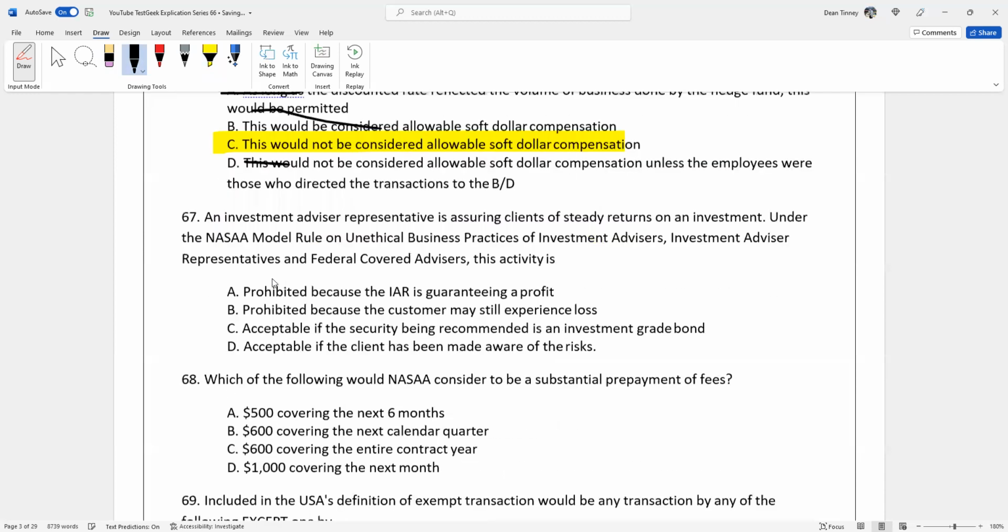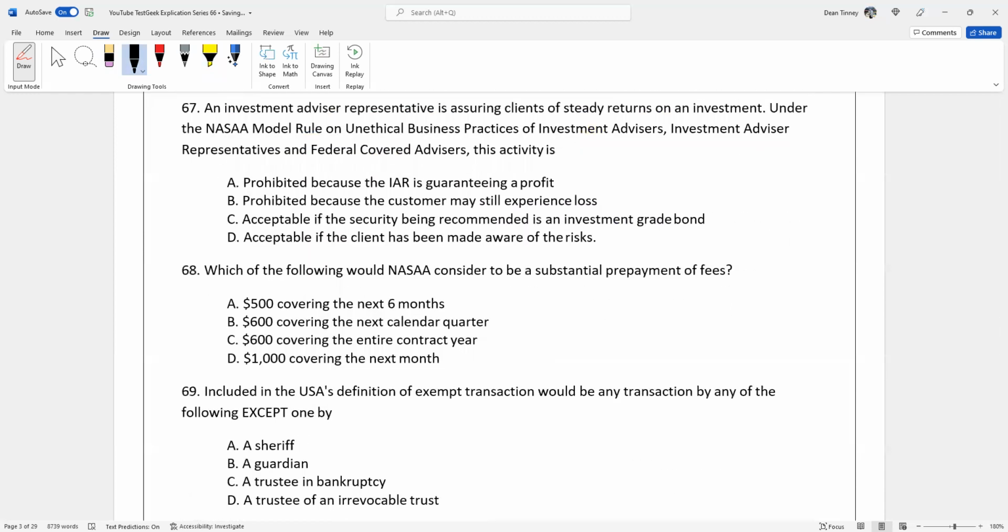An investment advisor representative is assuring clients of steady returns on an investment. That sounds bad. Under the NASAA model rule on unethical business practices of an investment advisor and federally covered advisors, is this activity allowed? I think I'm going to say prohibited here because it says assuring clients of steady returns. Yeah, it's prohibited because you're guaranteeing a profit.